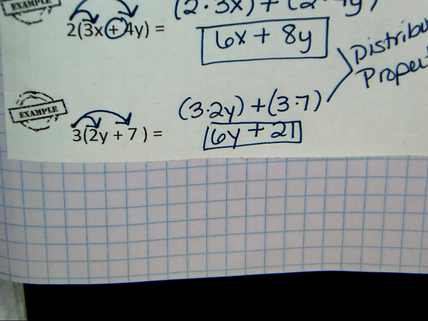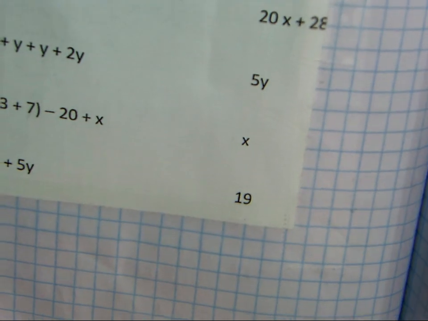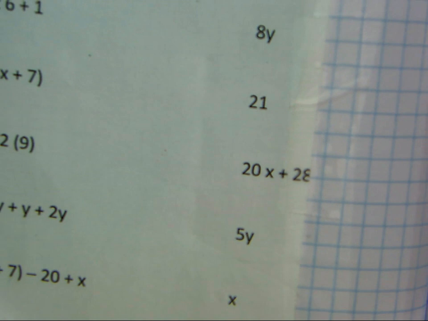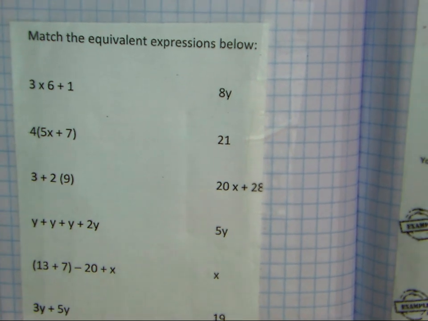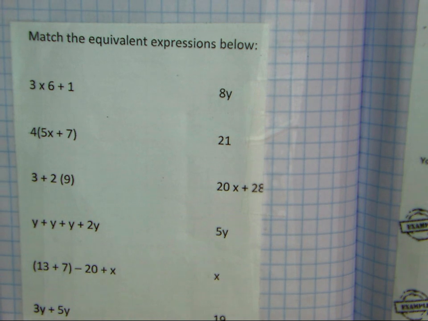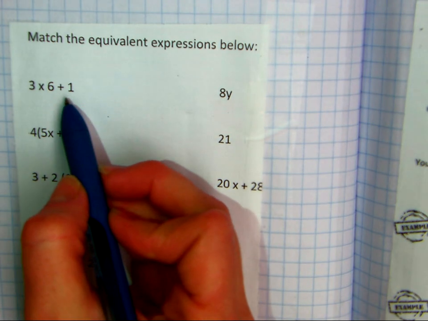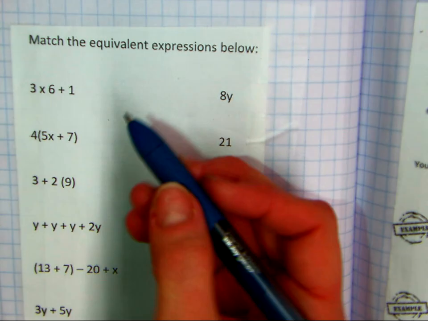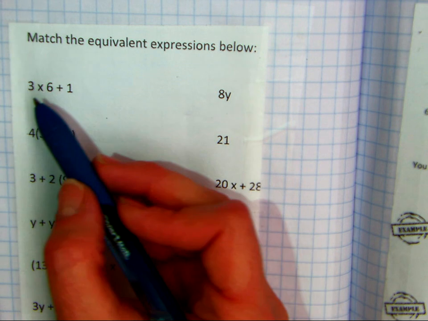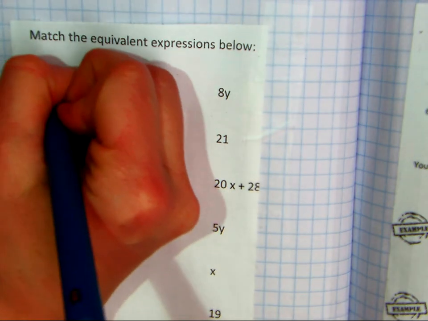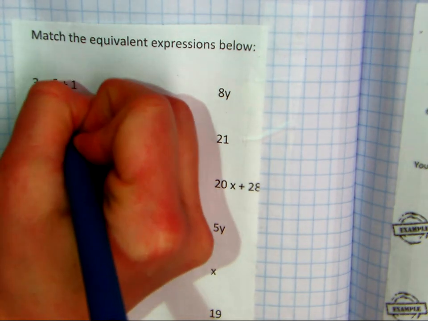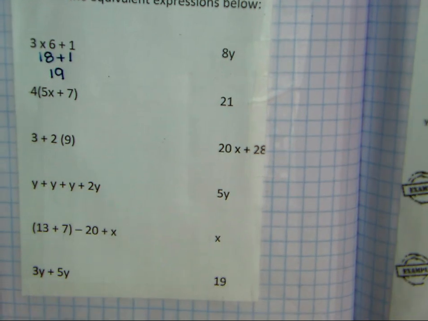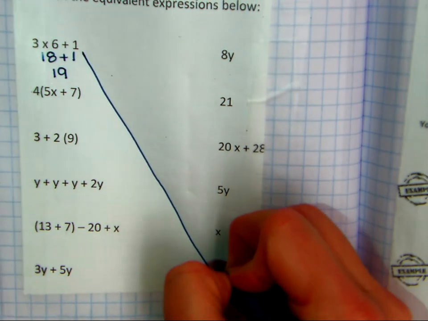Now, what I want you to do is we're going to go over to page 101. And on page 101, you have multiple expressions that you're going to match. So you're going to look at them and say, okay, this one, it's all constants, so I'm going to be combining like terms. There's no parentheses or anything that I'm going to distribute out, so we're just going to combine. We're going to use the order of operations. So 3 times 6 is 18. Plus 1, which would be 19, which if I look at my key, that's going to match down here.